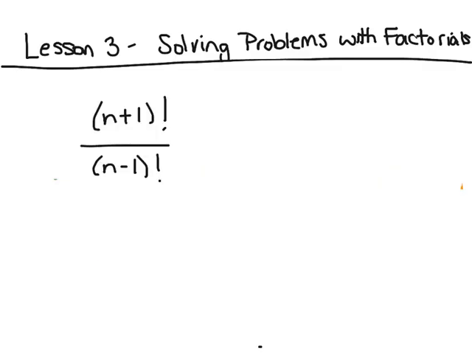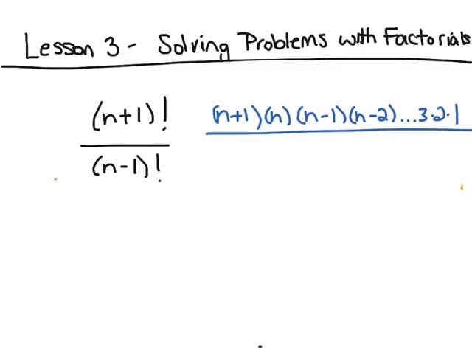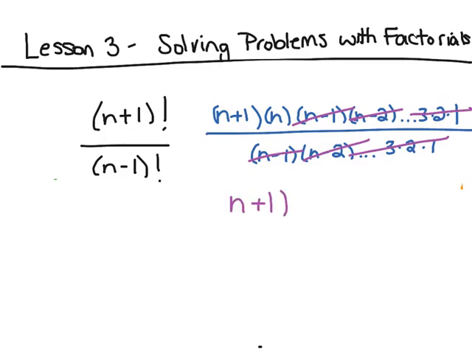Okay, so for this one we want to rewrite n plus 1 factorial, so we have n plus 1 times n minus 1 times n minus 2, dot dot dot, 3 times 2 times 1. So that is how we rewrite n plus 1. And on the bottom we have n minus 1 times n minus 2, dot dot dot, 3 times 2 times 1. So we can cancel out all of this past n. So we're left with n plus 1 times n. And if you wanted, I guess you could write it as 2n plus n. I don't know. So this would be the simplified form for that one.